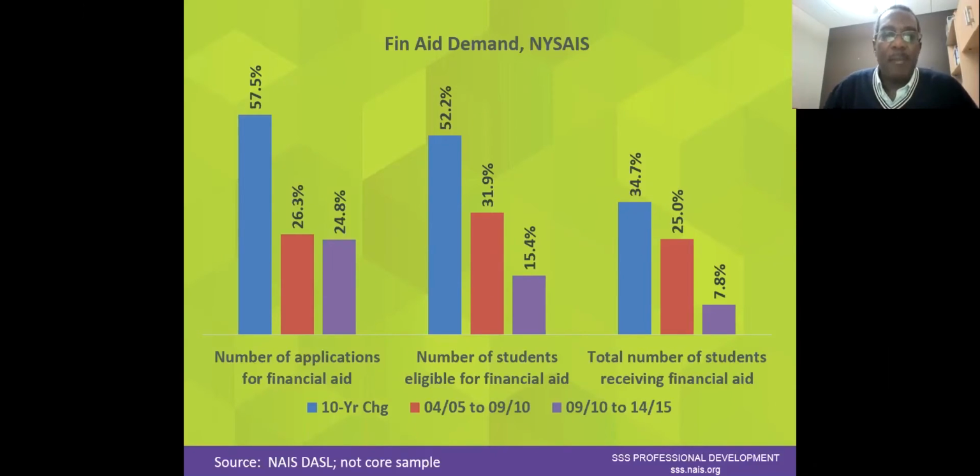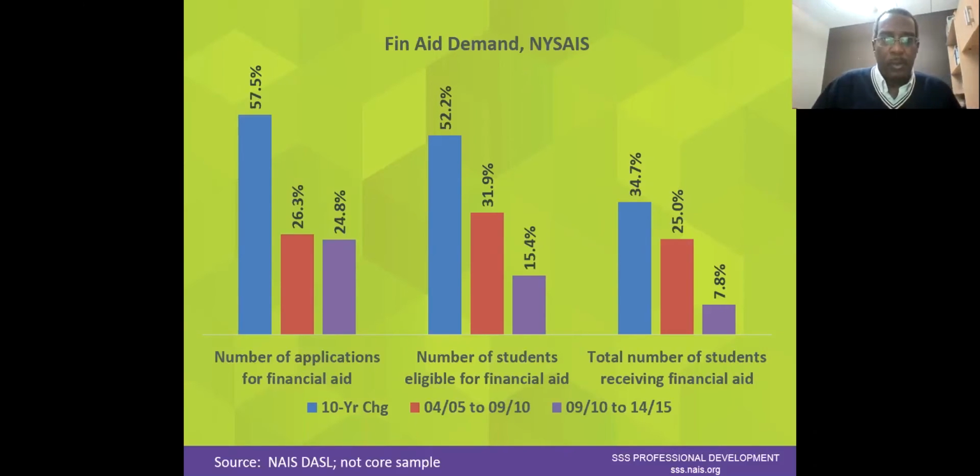So the blue bar that you see there is the overall 10-year change. The number of applications for financial aid among a group of New York schools in the New York State Association grew by about 58% in a 10-year period from 2004-05 to 2014-15.